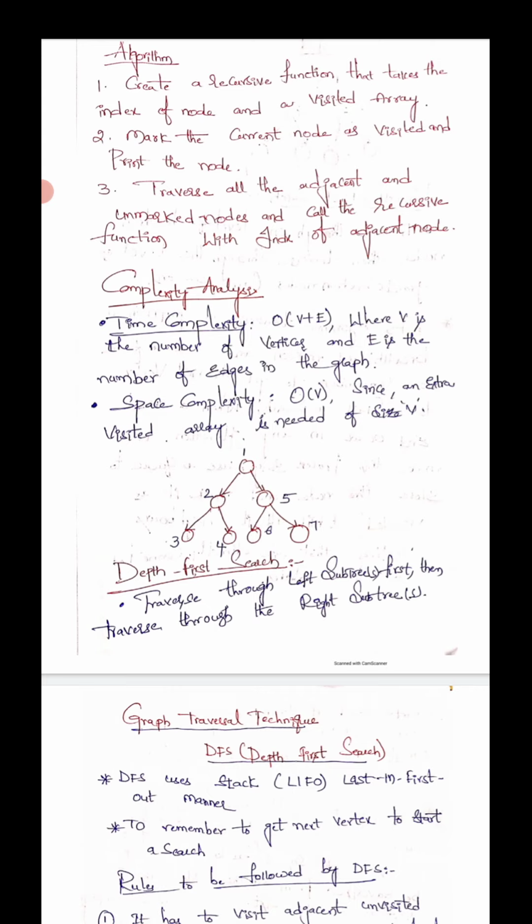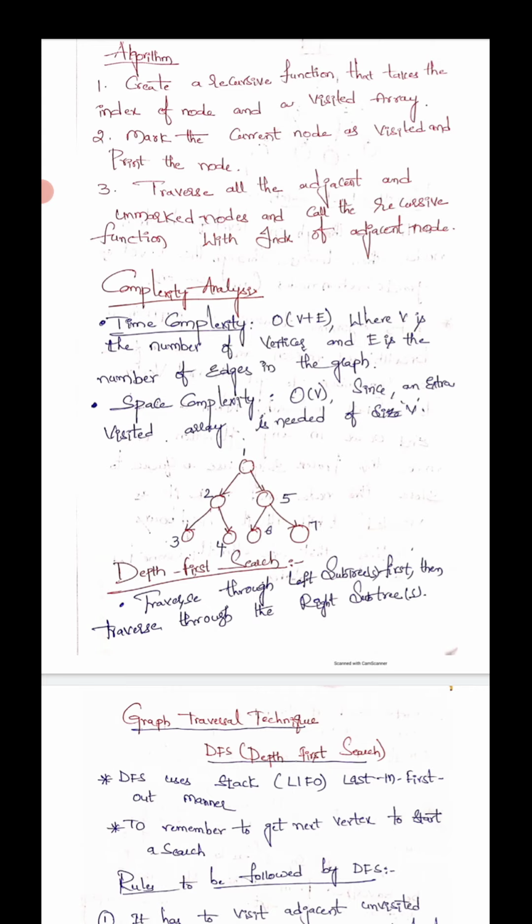Now coming to the time complexity analysis of depth first search. It is big O of V plus E, where V is the number of vertices and E is the number of edges in the given graph. And coming to the space complexity, it is big O of V, since an extra visited array of size V is needed.